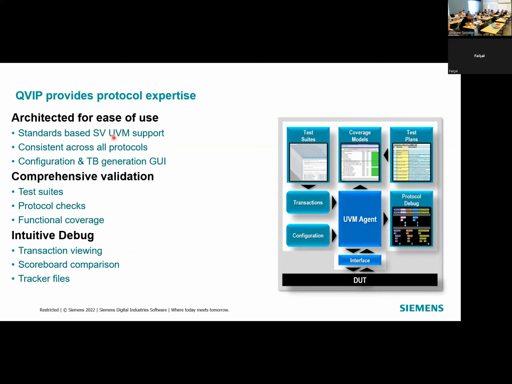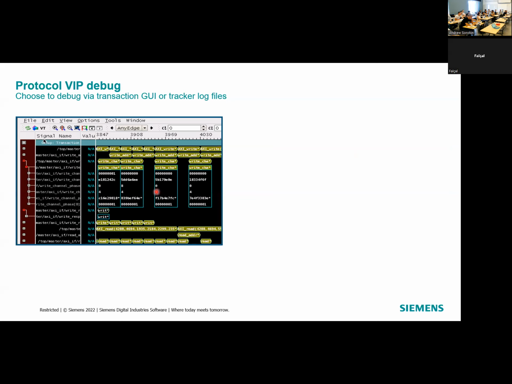So, well, I think this is not very interesting for you, but this is what you find when you get the verification IP. You have a test suite that shows all the tests embedded with this verification IP, a coverage model, a test plan, and the protocol debug to see the transaction level modeling. And here is how this looks in the GUI. Basically, you are looking into a transaction rather than looking into pin wiggling.